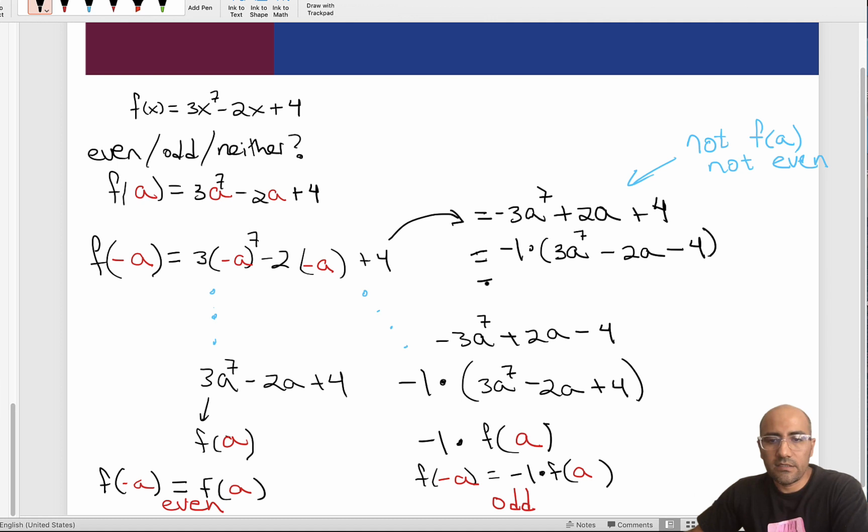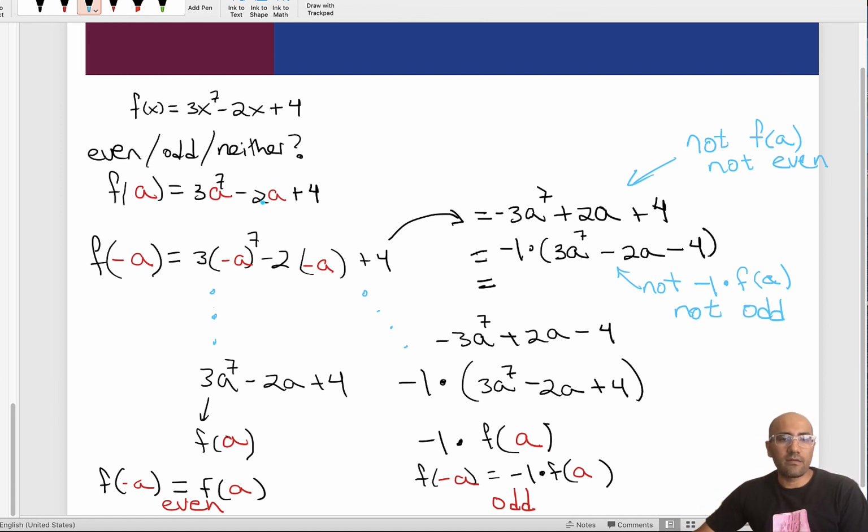And we notice that this also does not equal negative 1 times f of a, because this thing in here is also not equal to f of a. Again, we're very close. We have positive 3a to the 7th minus 2a, but here we have plus 4, and after factoring a minus, we end up with a minus 4. This is not negative 1 times f of a. So it's not odd. Not odd. So this is a case of neither. This equation is neither.